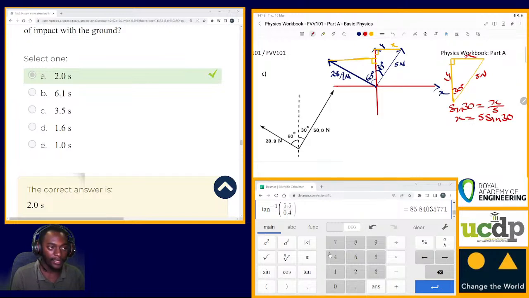Right? Then what do we need? The y is on the adjacent. So it's going to be cos 30 equals y over the hypotenuse, which is 5. So y is equal to 5 cos 30.